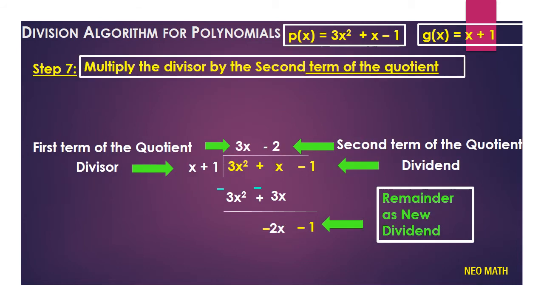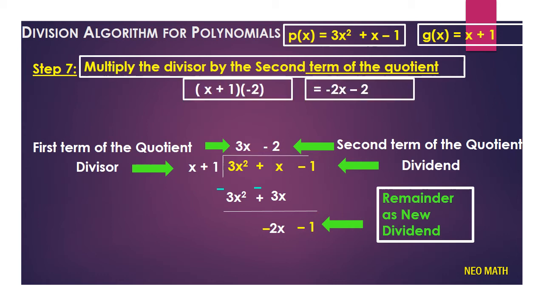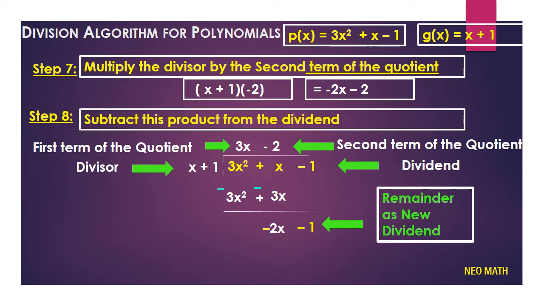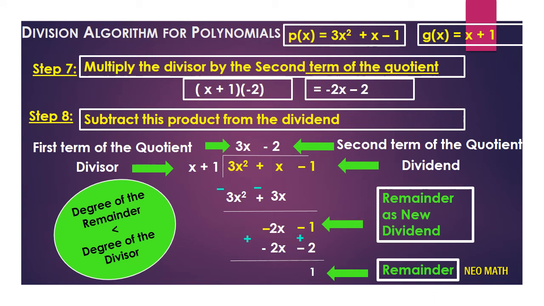Step 7. Multiply the divisor by the second term of the quotient. x plus 1 into minus 2. We get minus 2x: x into minus 2 is minus 2x, plus 1 into minus 2 is minus 2. Step 8. Subtract this product from the dividend. So minus 2x minus 2. Change the sign. Now minus 2x plus 2x get cancelled. Minus 1 plus 2 we get 1. Now 1 is the remainder.